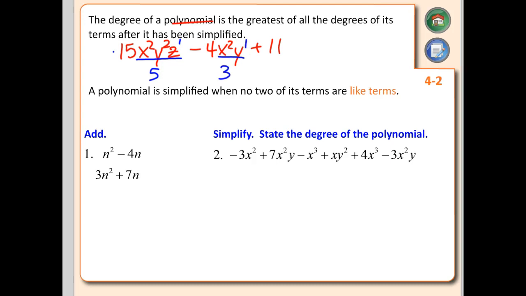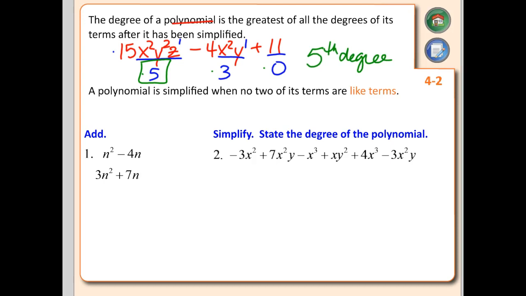Ooh, what happens if all I have is a number? There's no variables, no exponents. Very good. That means this one's degree is 0. So the degree of a polynomial is the greatest of all the degrees of its terms. So when I look here, after I figured out each term's degree, the big one wins. All right? So 5 is the bigger degree, so this would be the 5th degree. Okay, we'll practice a little more with that.